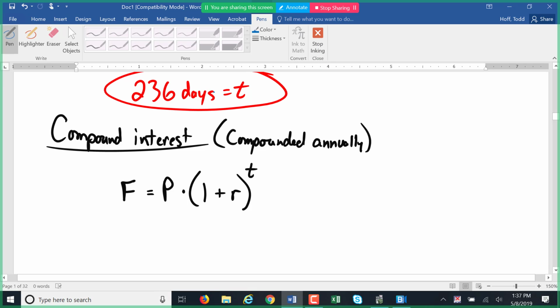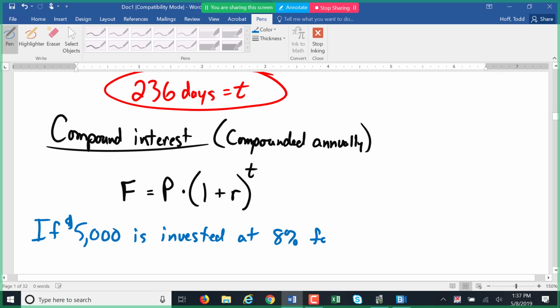So if $5,000 is invested at 8% for 12 years, how much will you have?